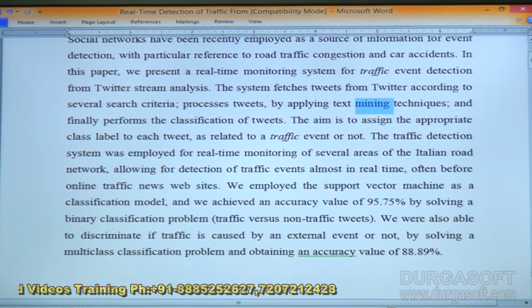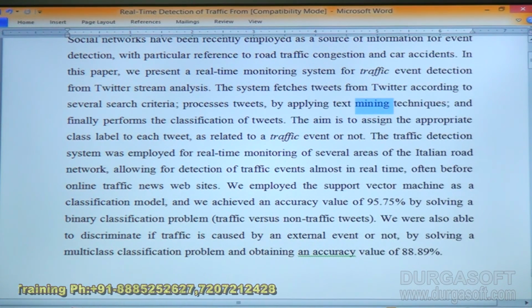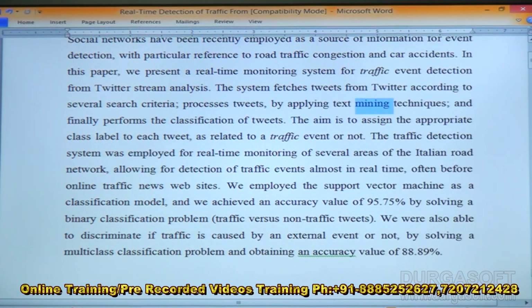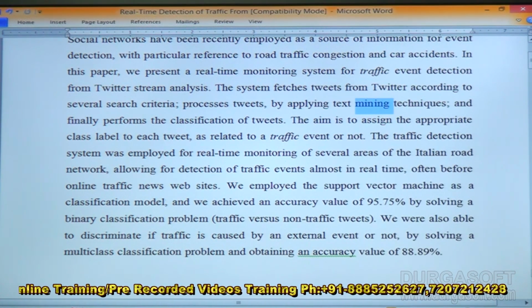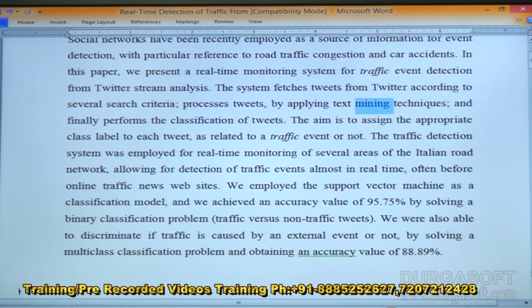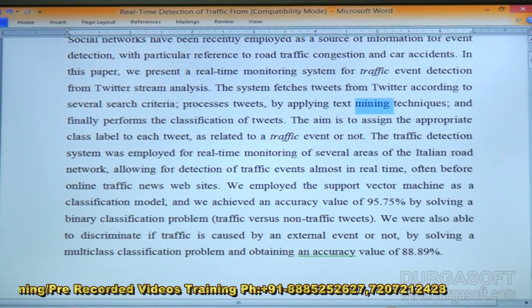Then the traffic detection system was employed for the real-time monitoring of several areas of the Italian road network, allowing detection of traffic events almost in real time, often before online traffic news websites. So whenever we have the labels on top of our networks, the labeled data will be displayed on top, highly viewable, and the data is faster than online traffic news websites too.